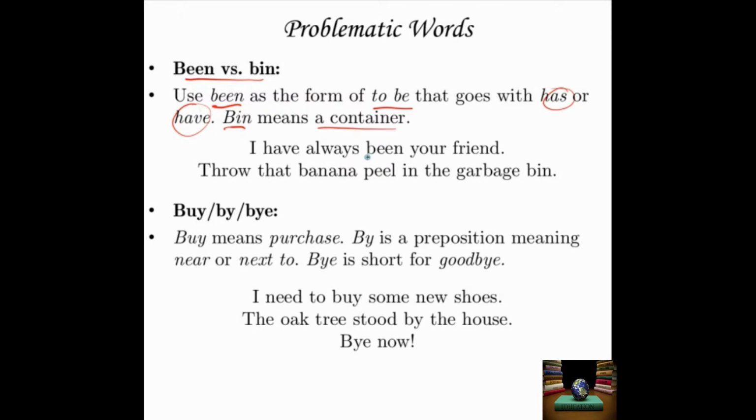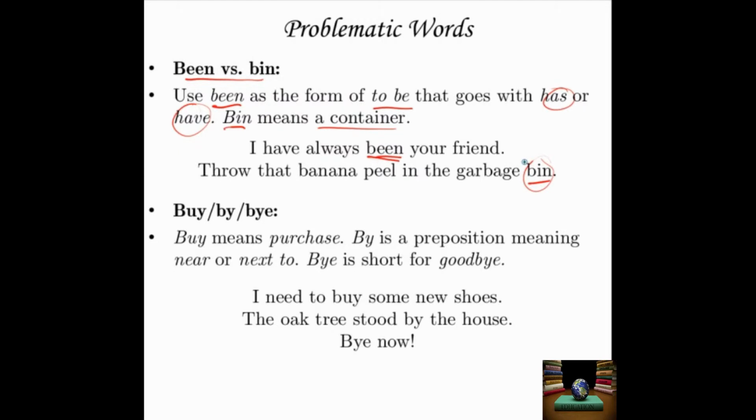So, I have always been your friend, or in more colloquial English, I have always been your friend. Throw that banana peel in the garbage bin. Throw it in the garbage container. We don't want you holding a banana peel all day. So just remember, if you're talking about friendship, I have always been your friend. If you're talking about garbage, it's in the garbage bin. Don't ever put your friends in the garbage bin.